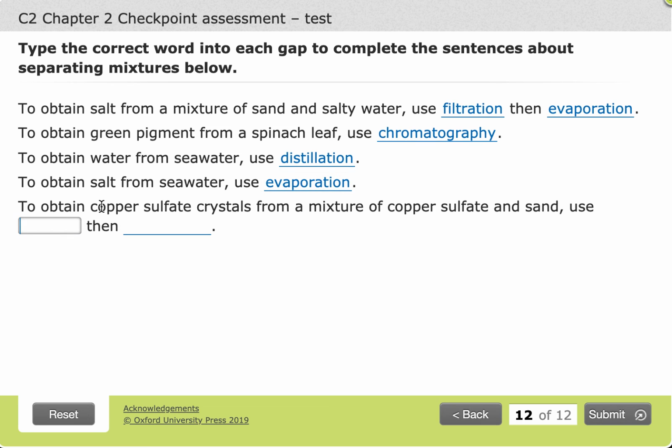And then lastly, to obtain copper sulfate crystals from a mixture of copper sulfate and sand, we're first going to use filtration and then evaporation.